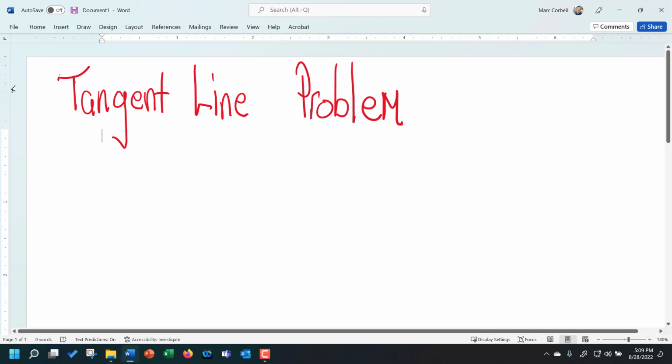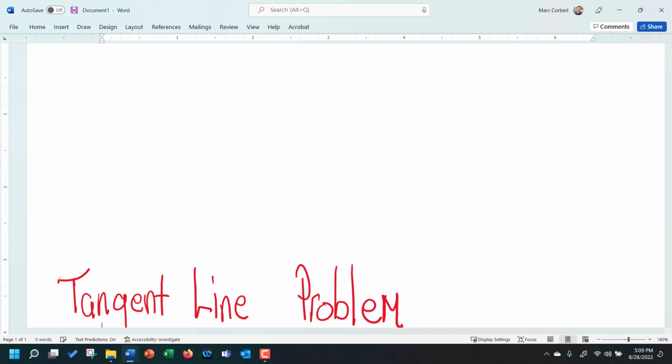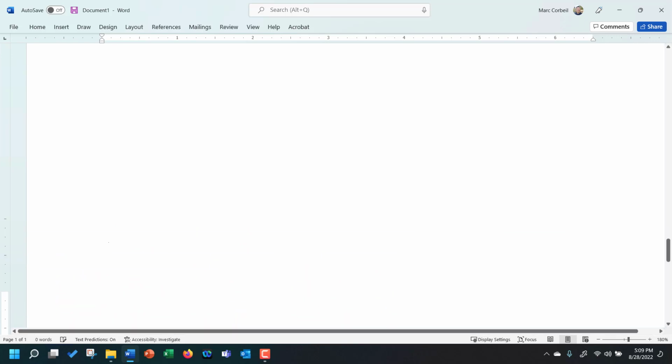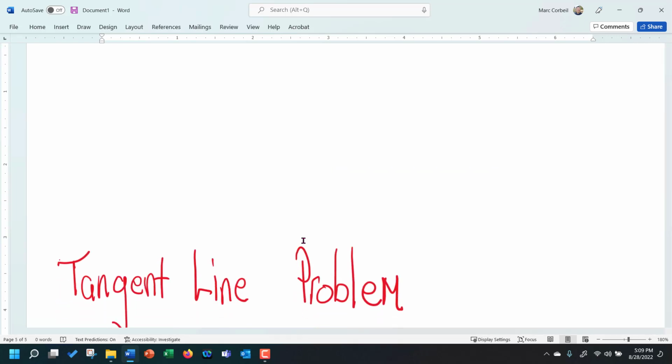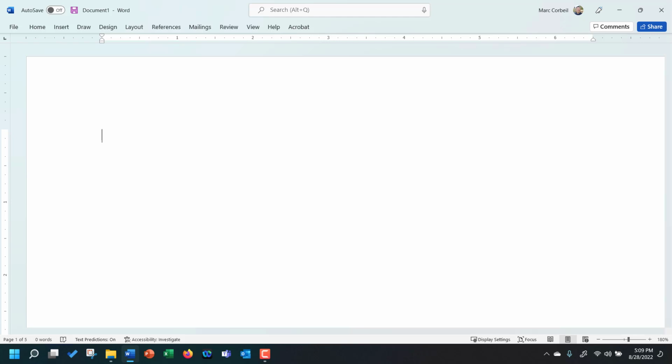So we're going to go ahead here and move this cursor down. We're going to do the tangent line problem here. Go down a couple pages and give me some space to work. Here we go. So what we're going to talk about here is just a typical kind of problem that we have in any kind of analysis of a function.